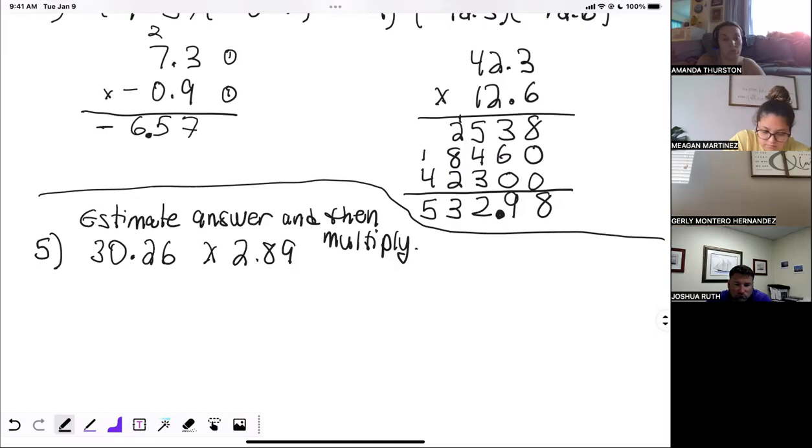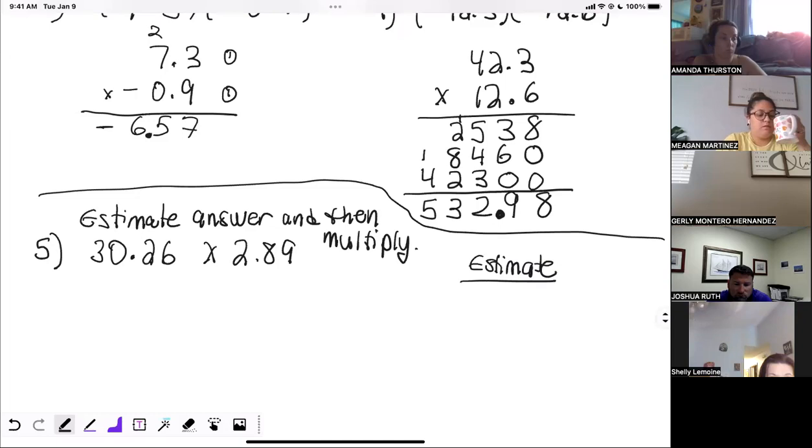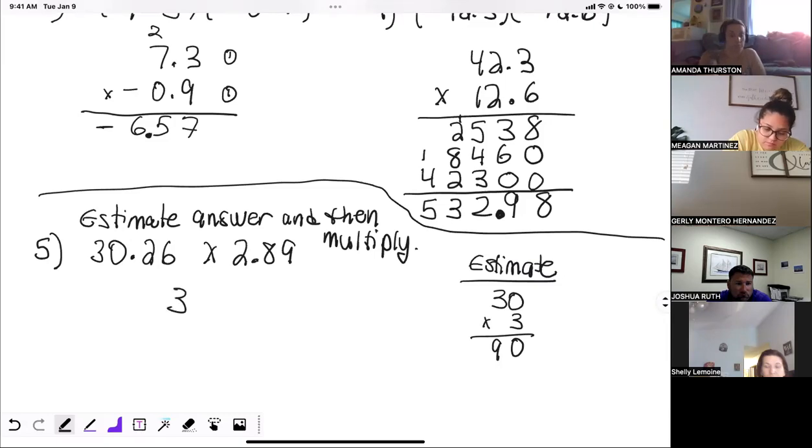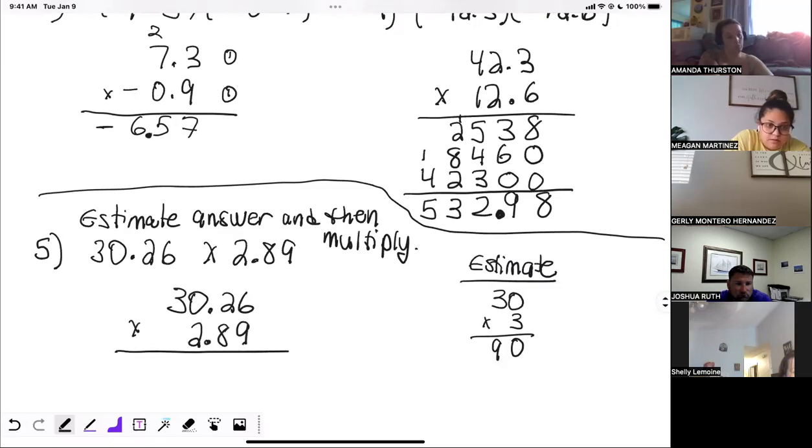So my estimate, I'm gonna put it over here. So 30.26, that would be 30. And 2.89, that's closer to 3. So I'll make it 3. So my estimate is going to be 90. That's my estimate. And now we're actually going to multiply. So 30.26 times 2.89. And then let's multiply. And if we're not close to 90, we did something wrong, right?